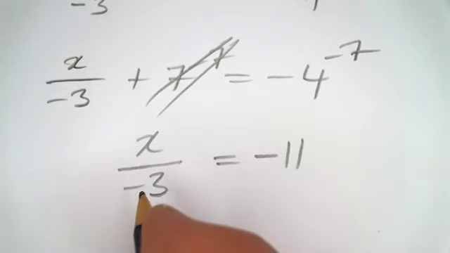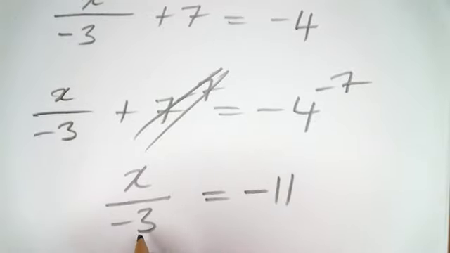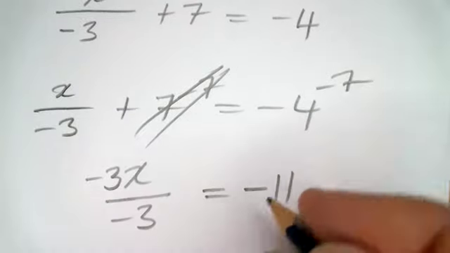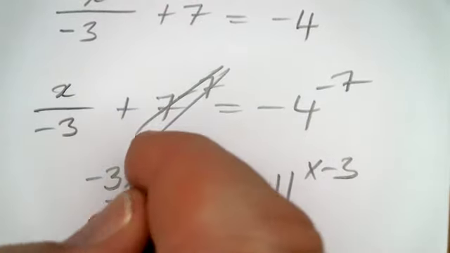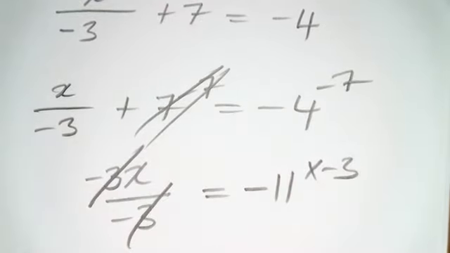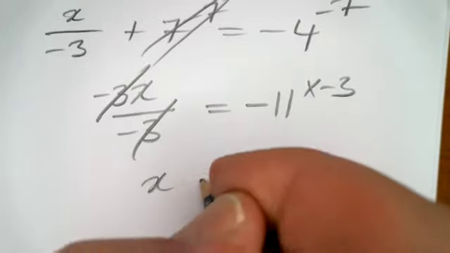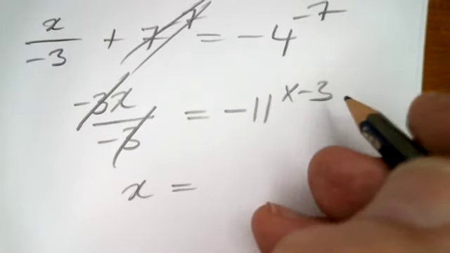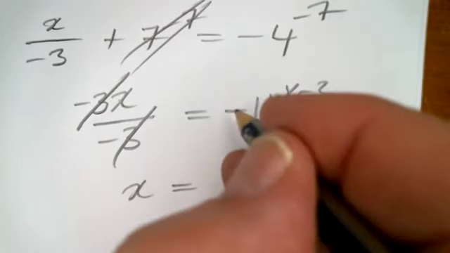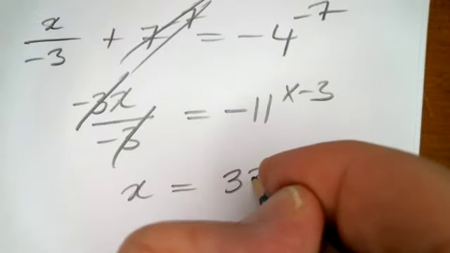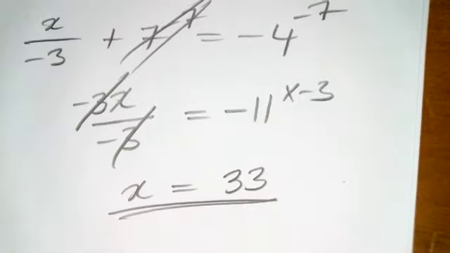So I want to get rid of the -3, so I'm going to multiply both sides by -3. I'm going to multiply this one, make it a coefficient there, yeah? And multiply this one by -3. Well, -3 divided by -3, both the signs are the same, so it's equal to 1, and 1 times x is x. Now I've got 11 times 3. 11 threes are 33. They're both negative, so the answer will be positive. The signs are the same. The answer will be positive. So that's one way of doing it.